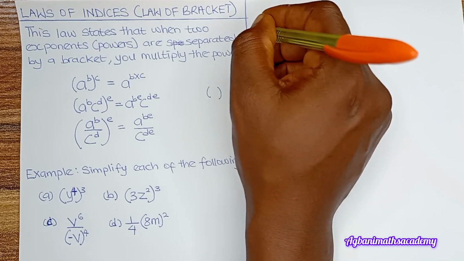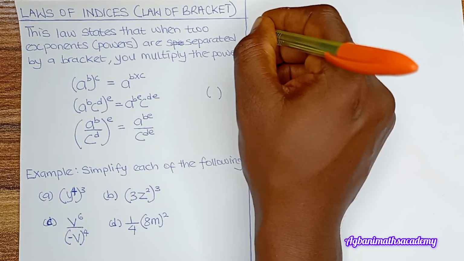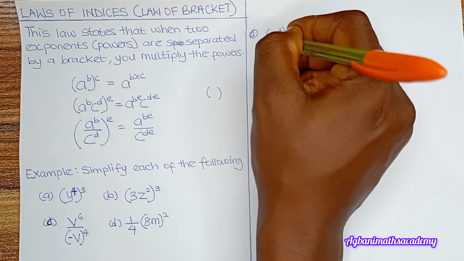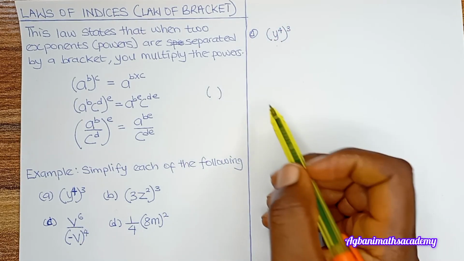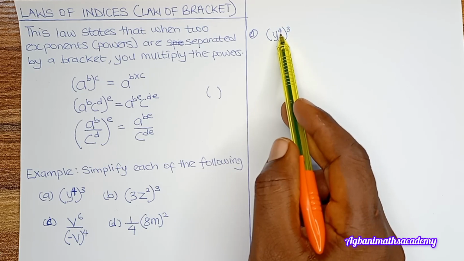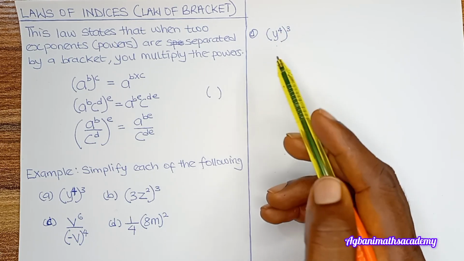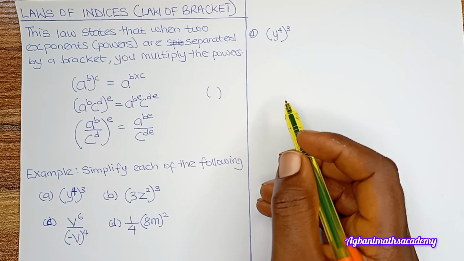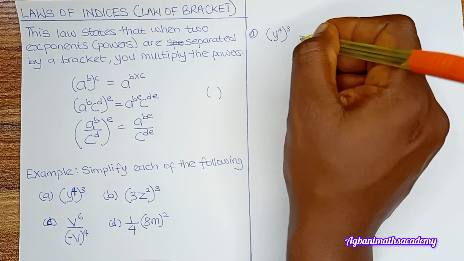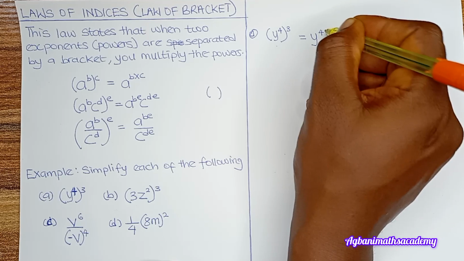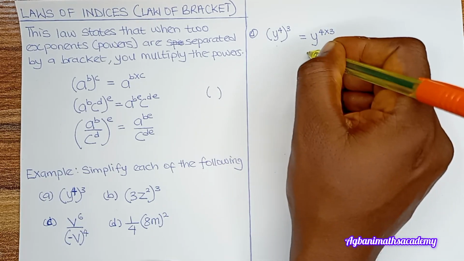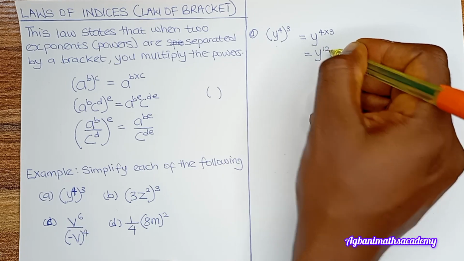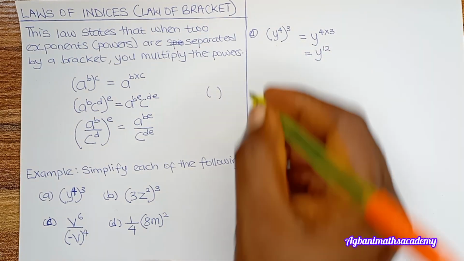Let's look at the first one, number 1, or A. We have y to the power of 4 all to the power of 3. So the power of 4 and the power of 3 are separated by a bracket. So all you simply need to do is eliminate the bracket by multiplying the powers. So this will be y to the power of 4 times 3. And we know that 4 multiplied by 3 is 12. So we have y to the power of 12. That is our answer. Let's look at B.